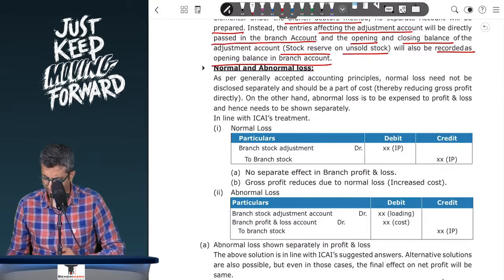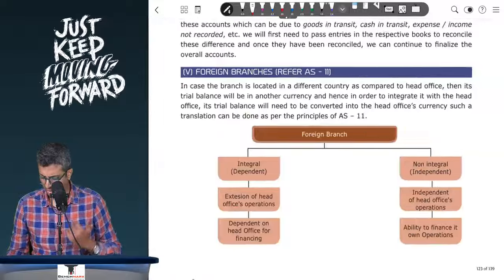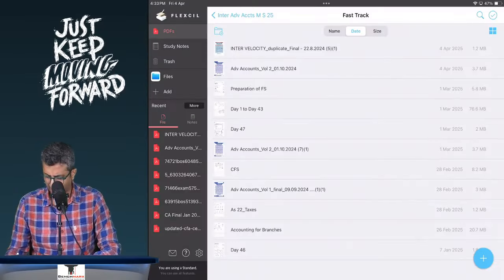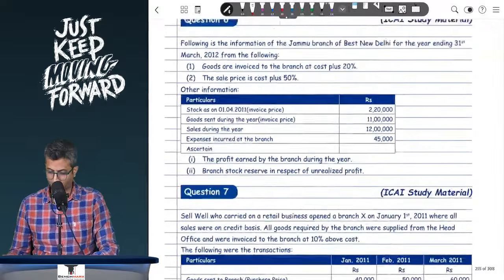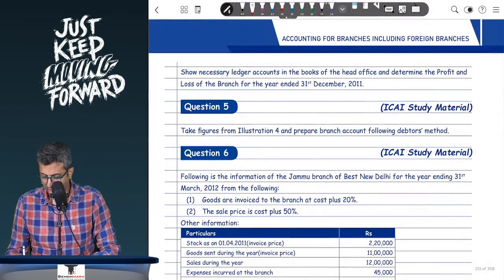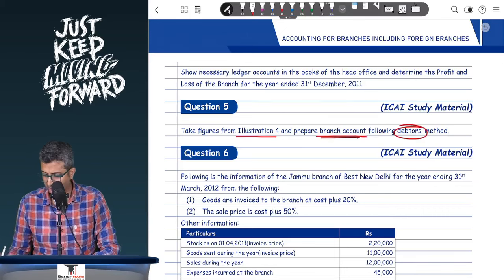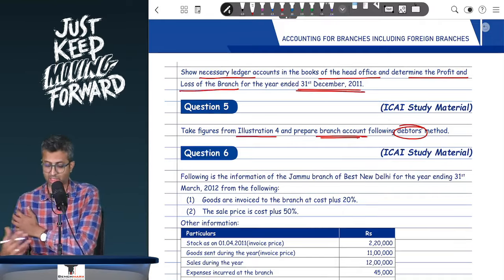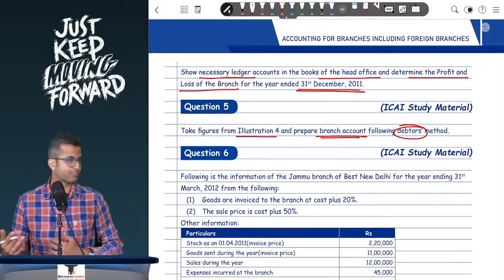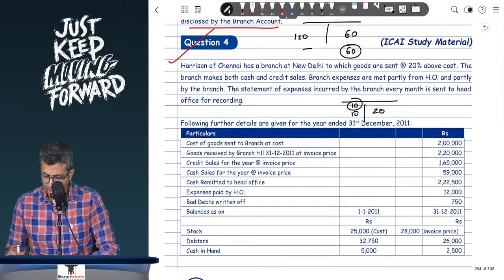Now when we look at normal and abnormal loss, we'll see that probably in some time, but for the timing let us review question number 4. On similar lines there will also be question number 5. Like 4 ke baad 5, as take illustration 4, prepare branch account following the debtors method, whereas in 5 at the end they say show the necessary ledger accounts in the books of the head office and determine the profit and loss of the branch for the year ended 31st December 11. So maybe your necessary ledger accounts, multiple accounts, so you will use the stock and debtors method. So let us review this.